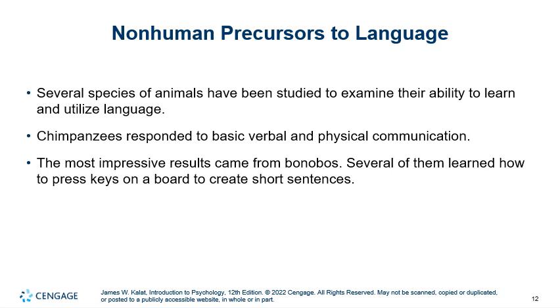However, there are several different species that have the ability to learn and utilize language. Specifically, we talk about chimpanzees and how they're able to respond to basic verbal as well as physical communication. They learn sign language, and some of the best results came from experiments done with the bonobos, who were able to learn to use a keyboard to create short sentences and communicate with us that way.